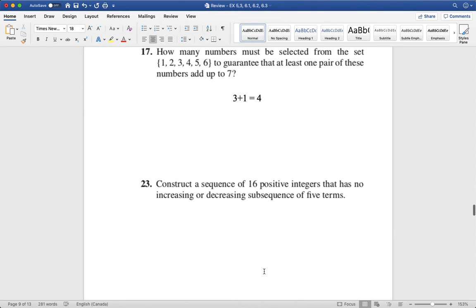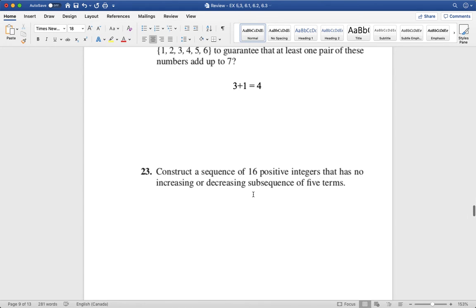Okay, so we have to construct a sequence of 16 positive integers that has no increasing or decreasing subsequence of 5 terms. We can just create any sequence, so 4 3 2 that has no increasing or decreasing subsequence of 5 terms. The 5th term shouldn't be a decreasing one, right? I cannot put 0, but I can put maybe 8 7 6 and then 5, and I should not put 4 because that will be a decreasing sequence.